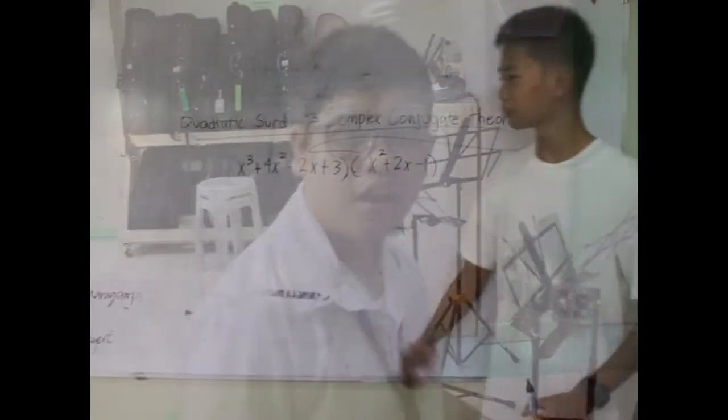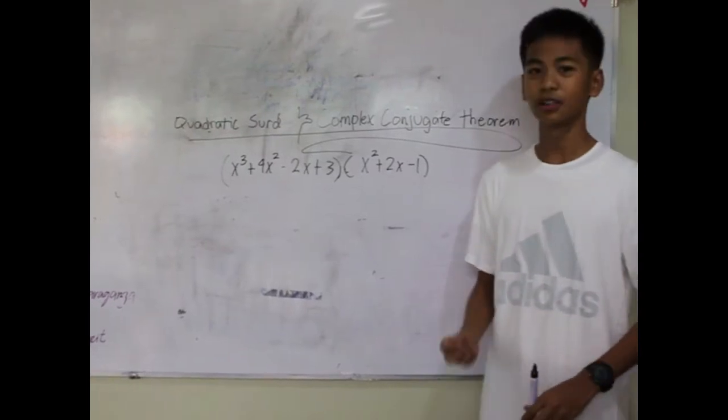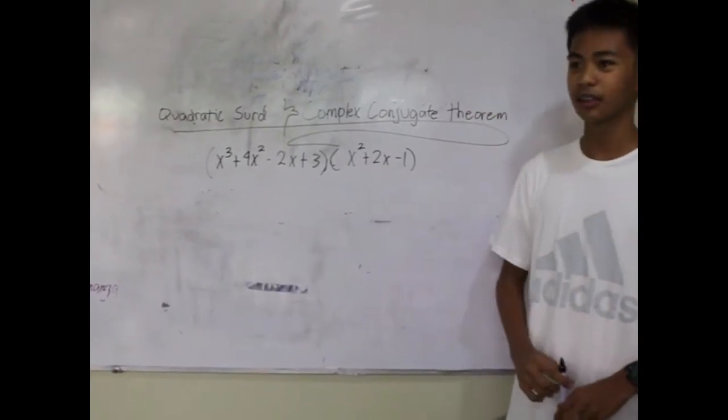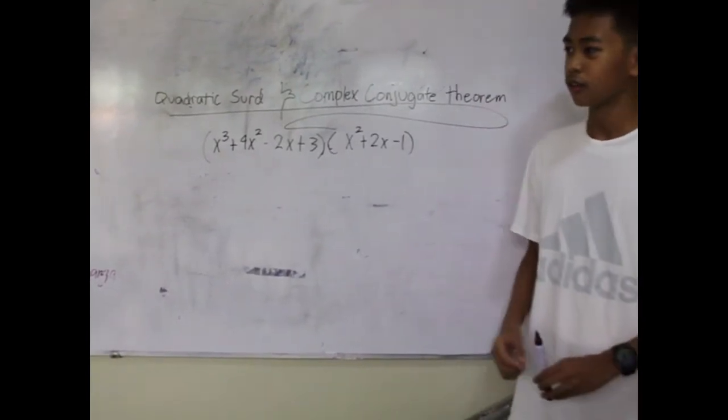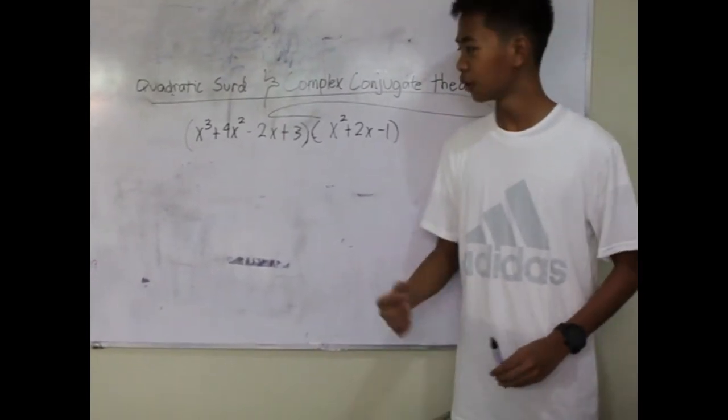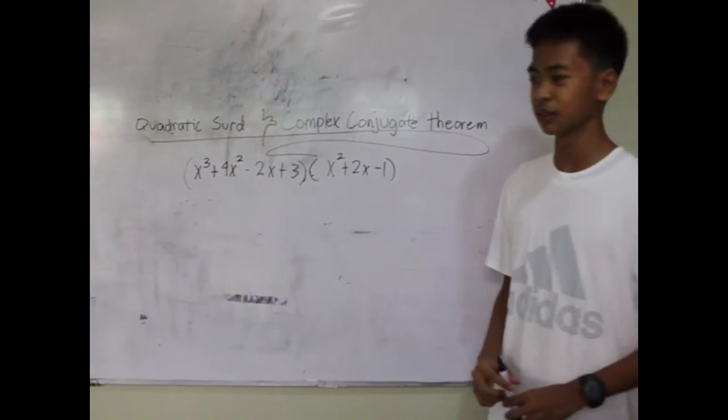How do you multiply polynomial equations anyway? So in multiplying polynomial equations, there are two ways. One is using the lattice method, and two, using the distributive property. For this lesson, we're going to teach you how to use the distributive property.